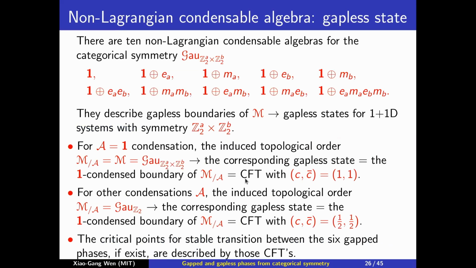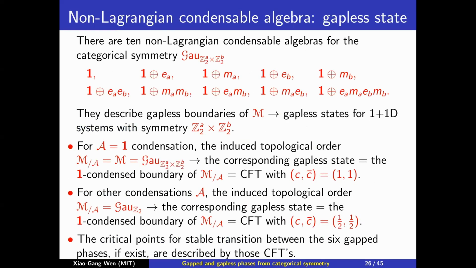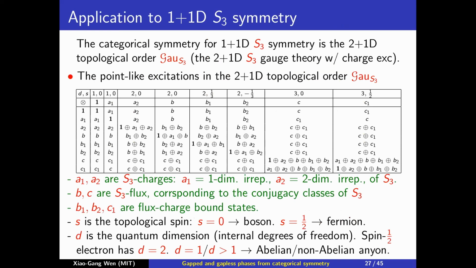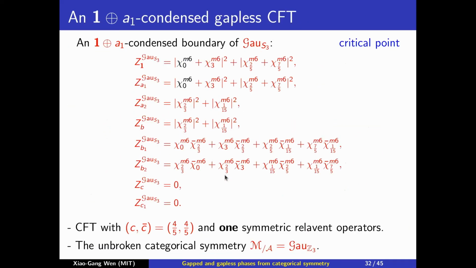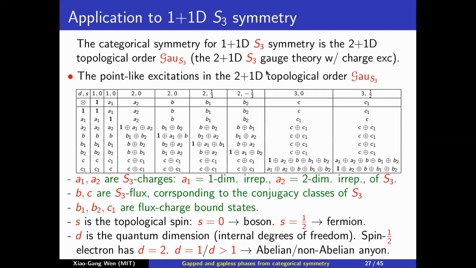Okay. And so maybe let me just skip this part. Let's go back to the S3 symmetry we talked about. So now we have a more non-trivial symmetry, S3 symmetry. For the S3 symmetry, their categorical symmetry is an S3 gauge theory in one higher dimension.